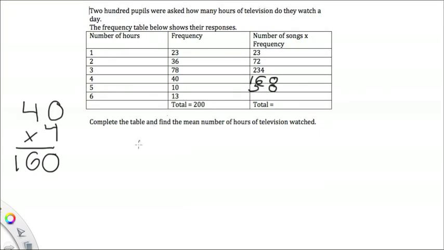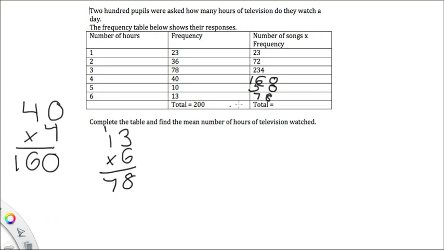And 6 times 13, once again, if you don't know what 6 times 13 is, then take your time and actually work it out. 6 times 3 is 18. 6 times 1 is 6, add the 1 is 7. So we get 78.